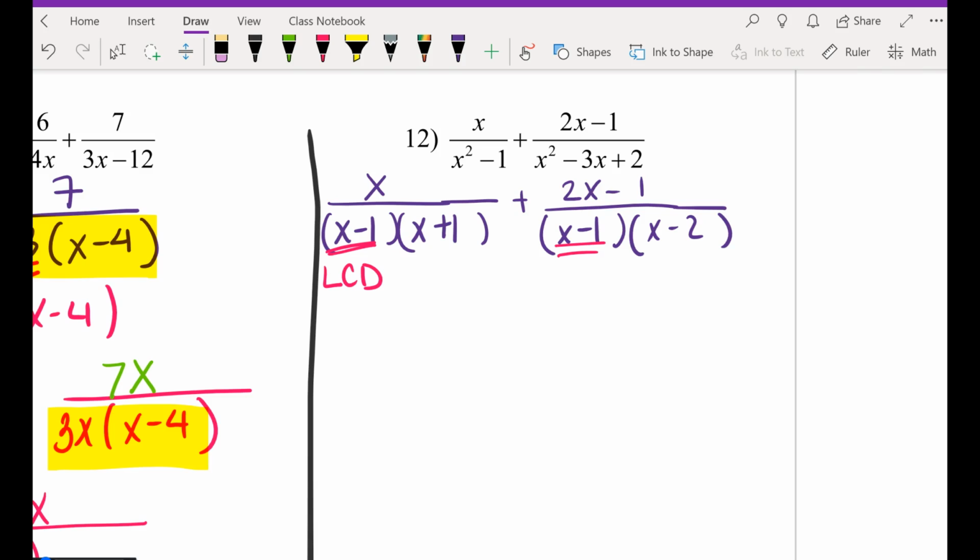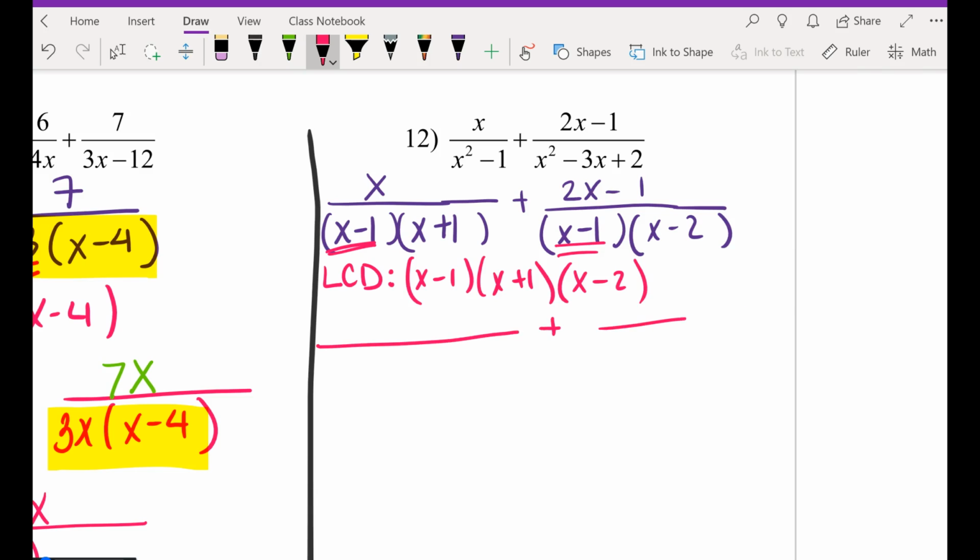Okay. LCD. X minus 1 on each denominator, so you take 1, because it's a repeat. Next, you have x plus 1 on just one side. Do we take it? We take it, because it's a higher. Then x minus 2, we take it as well. So that's your lowest common denominator. Then we write a bar plus another bar and copy that all over. And remember, I'm writing every step out, so if you need to, you can go back and listen to the notes.